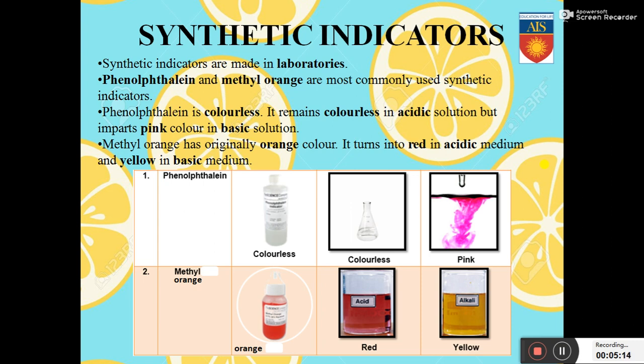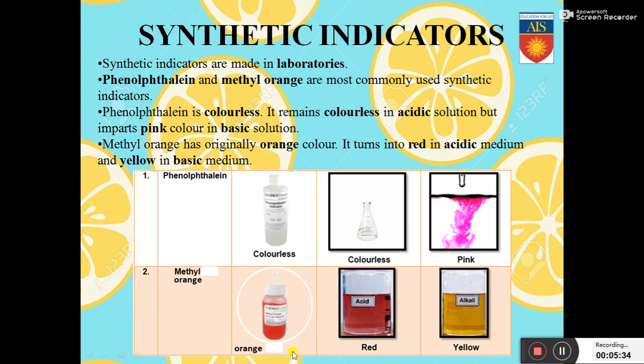Phenolphthalein in general is colorless. It remains colorless in acidic solution but imparts a pink color in basic solution. It changes the solution into pink color. Methyl orange has originally an orange color, as going by its name. It turns red in acidic medium and yellow in basic medium.